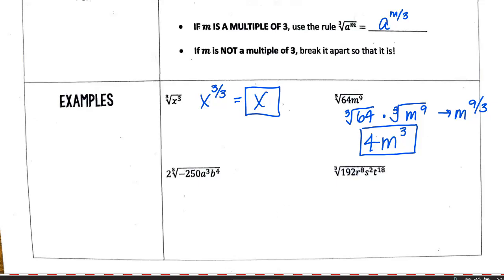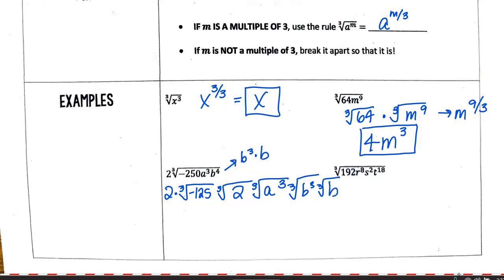We look at our next example. We have 2 on the outside of this cube root. So remember, everything that we do is going to get multiplied to 2. Then we have a negative. So remember that our perfect cube root will have a negative on it. So we have factors of negative 250 would be negative 125 and 2. So we have the cube root of negative 125 times the cube root of 2. And then a cubed, 3 is divisible by 3, so we have a cubed. And b, we're just going to change this to be b cubed times b. So we have the cube root of b cubed times the cube root of b.